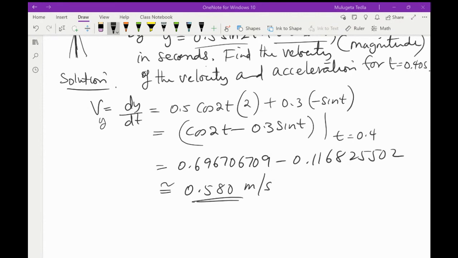When you plug the number, yes. So what is 0.4? 0.4 is in radians. You want to change it into degrees? Is that what it is? Yes. You can use that. We should be at the same number. Yeah, that's it. Okay, thank you.